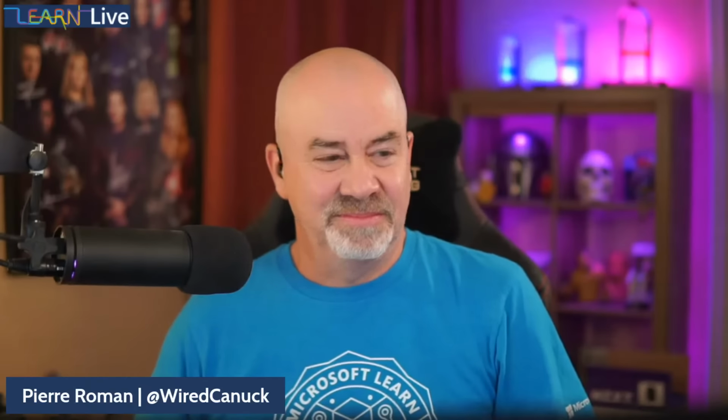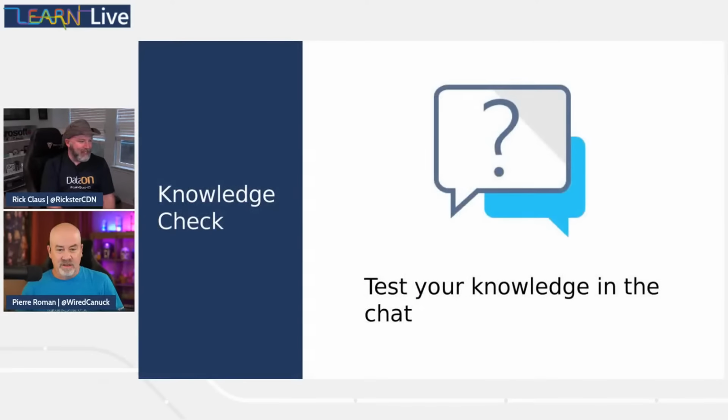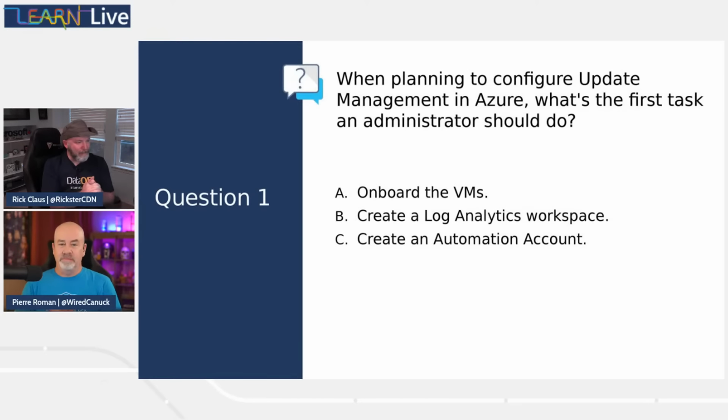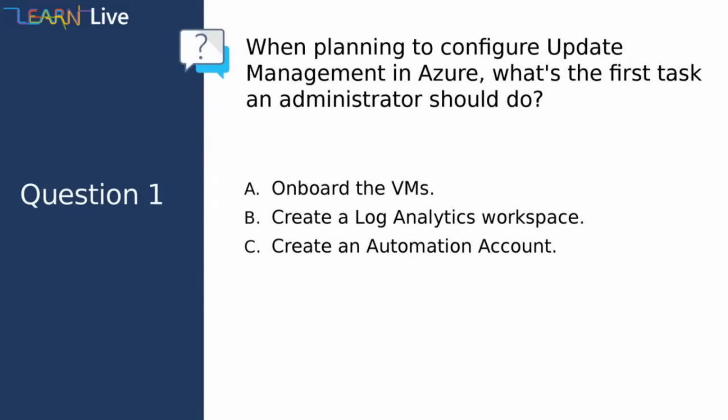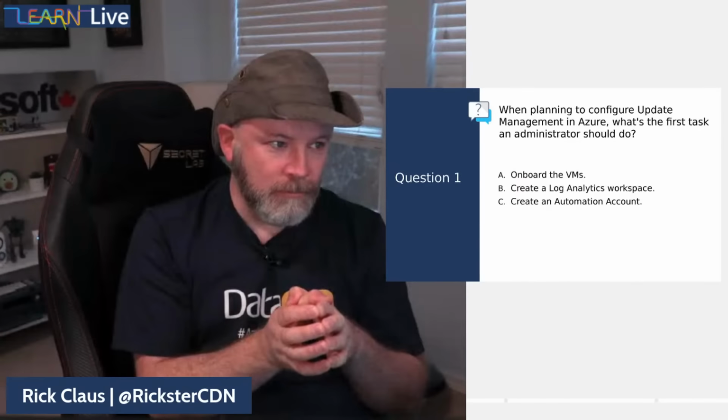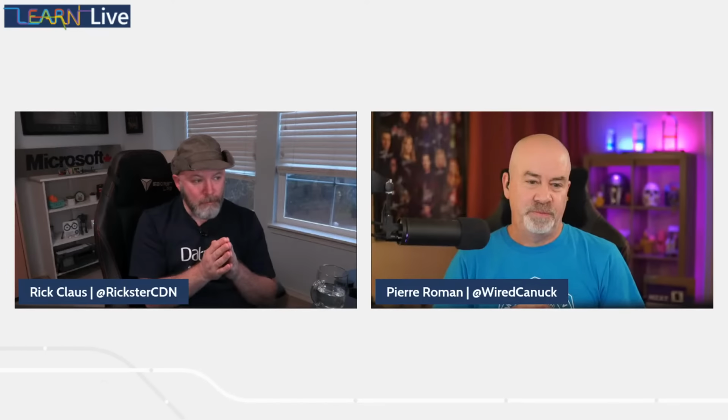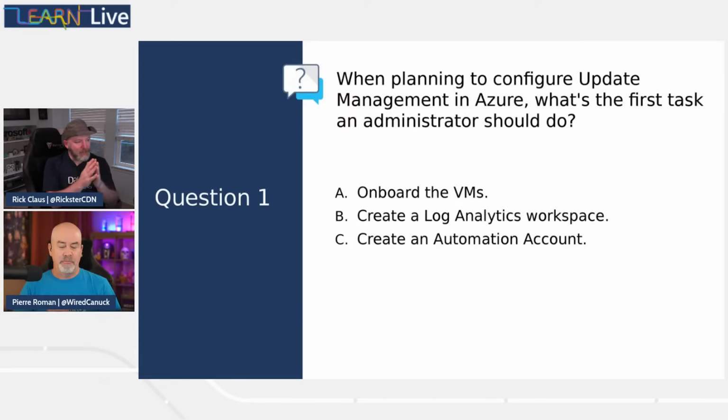You got it. Let's take a look at the knowledge check, my friend. All right. Testing your knowledge. So, this is yours. You asked this one. When planning to configure update management in Azure, what is the first task for the administrator to do? You leave the question up so I can see it. The answer is going to be either A, onboard your VMs into it, B, create a log analytics workspace, or C, create the automation account. Which one do you think?